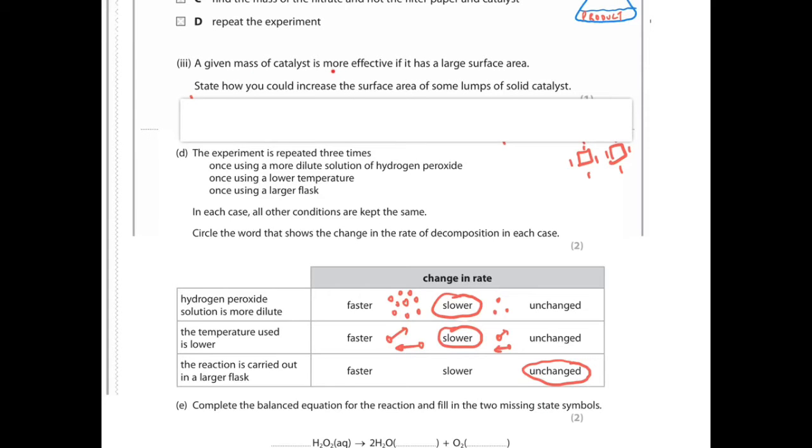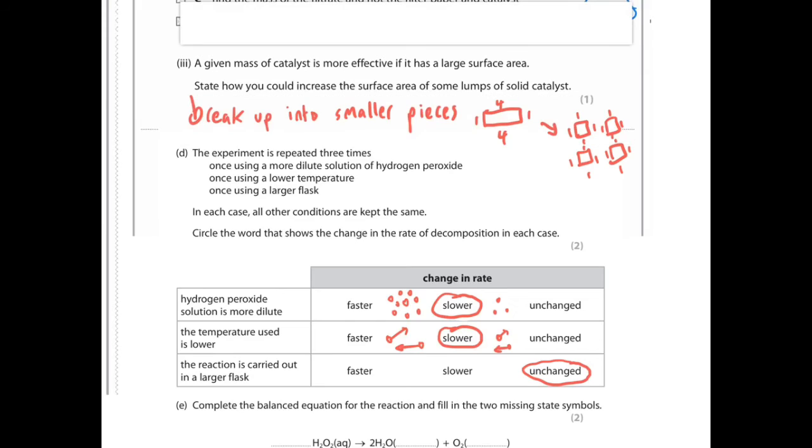A given mass of catalyst is more effective if it has a large surface area. State how you could increase the surface area of some lumps of solid catalyst. Always, to increase the surface area of any solid, you break it up into smaller pieces. If that doesn't make sense, don't think of the individual pieces, but the surface area created when you add all the pieces together.